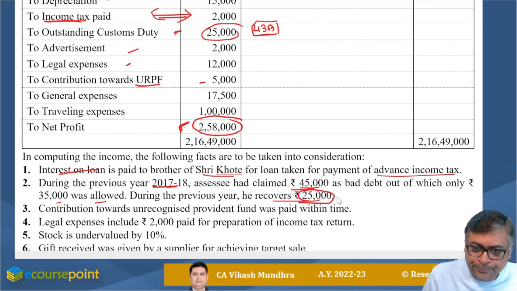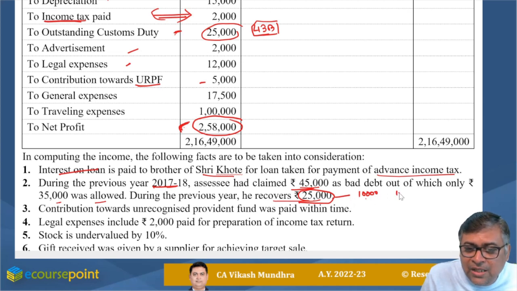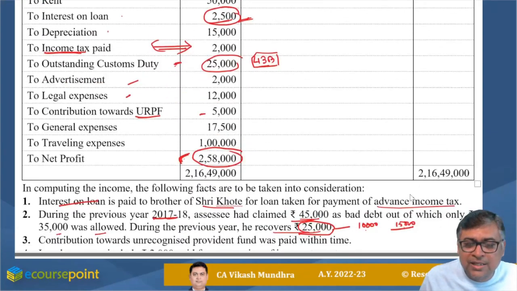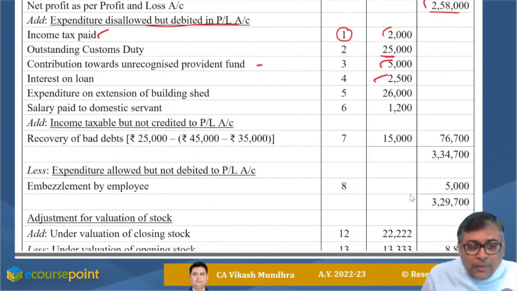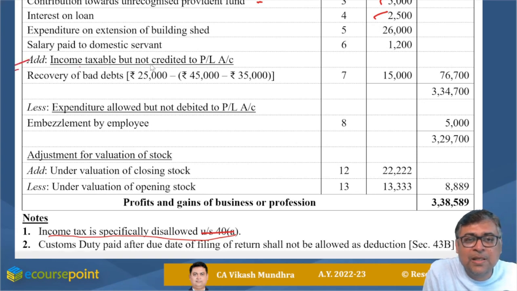This recovery, first we will consider 10,000 against the bad debt which was not allowed, and the remaining 15,000 we will consider as a recovery of bad debt. If it is not credited into the P&L statement, then we are required to add it in our computation. We add: income tax payable but not credited to P&L account, recovery of bad debt comes to rupees 15,000, with suitable explanation.